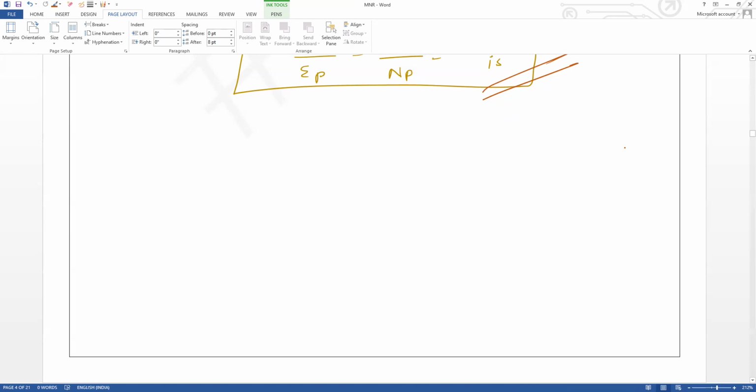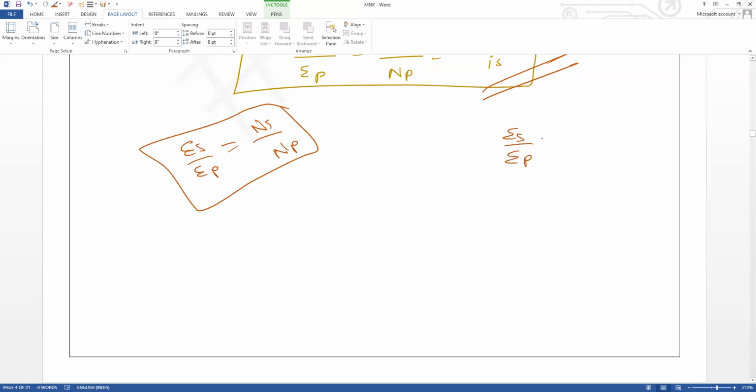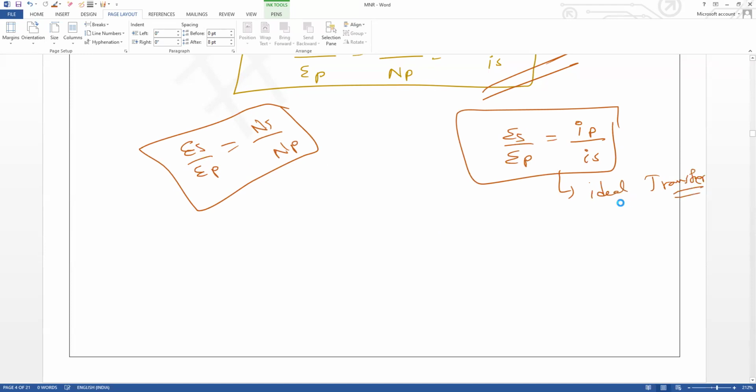Remember that the formula we are writing is always true: Es/Ep equals Ns/Np, which is always valid. But if you take Es/Ep equals Ip/Is, this is exactly for the ideal case. So this is true for ideal transformers only.